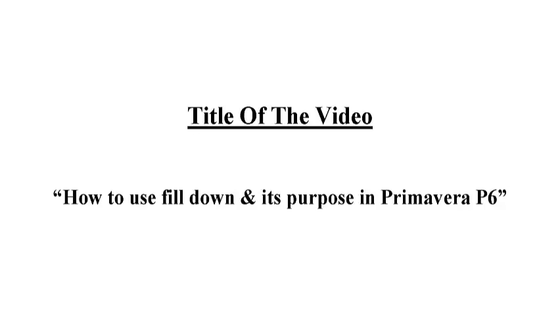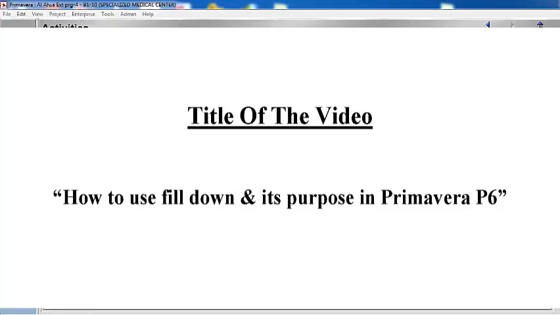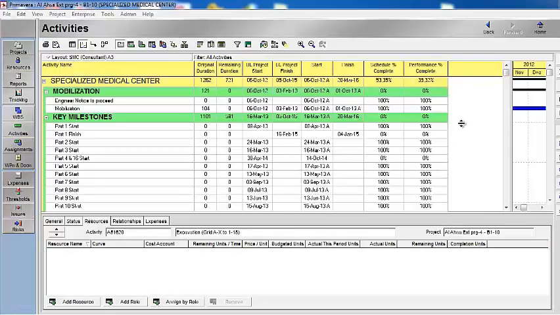The topic of this video is what is the purpose of fill down and how to use it. I will explain it to you. Fill down commands are the option we use where we have to assign the same value to all the other activities. For example, I want to check which calendar is assigned to these activities.